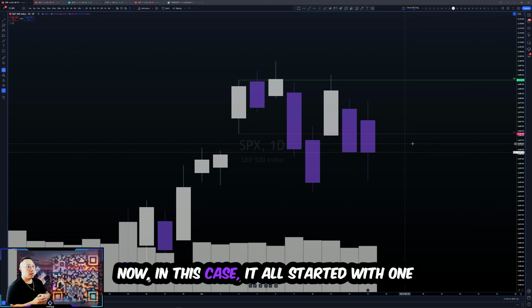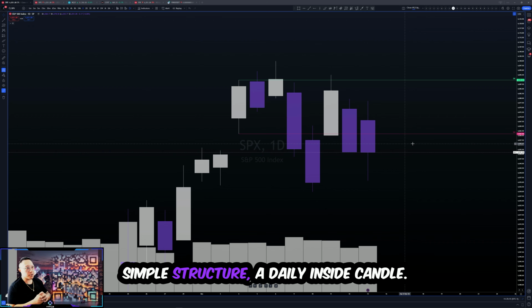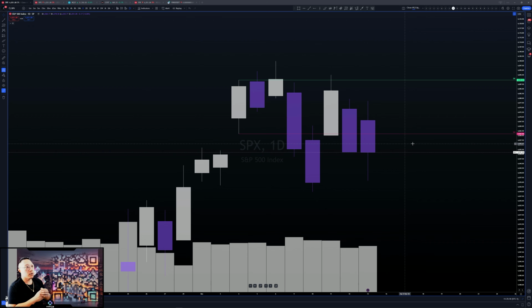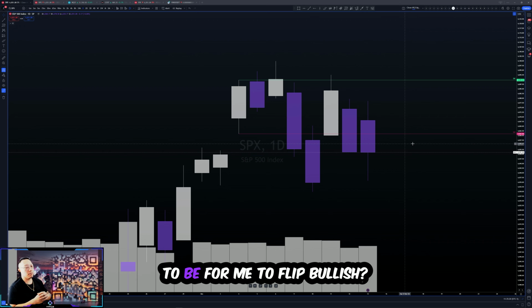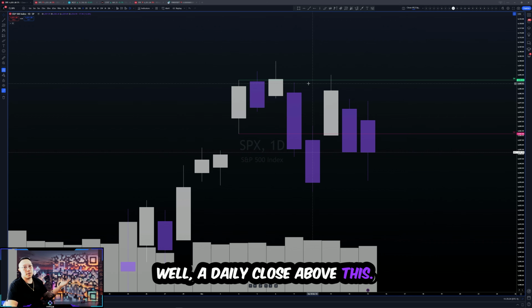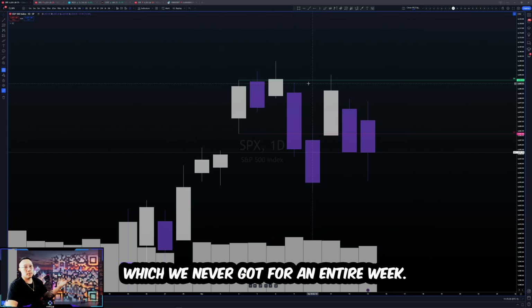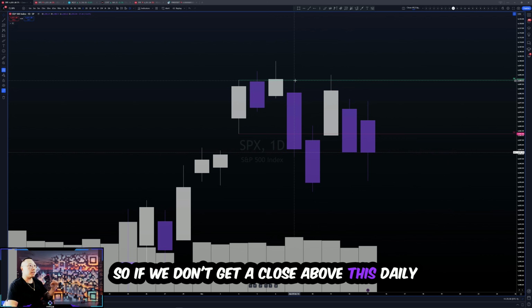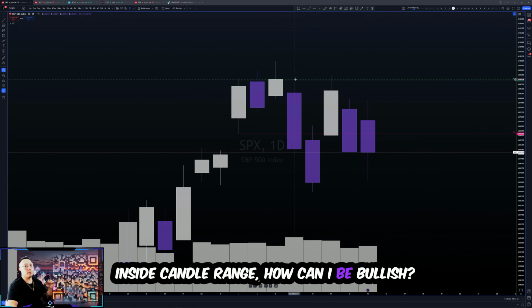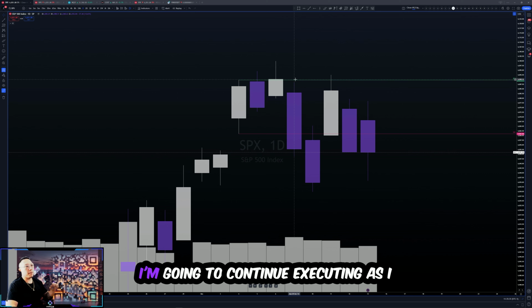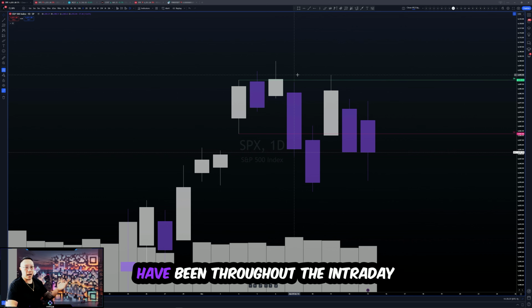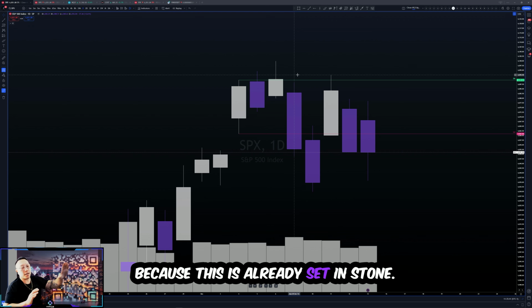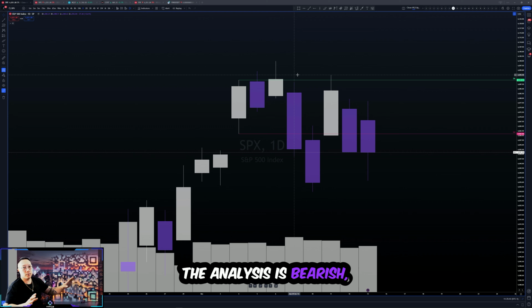Now, in this case, it all started with one simple structure, a daily inside candle. So what is my invalidation going to be for me to flip bullish? Well, a daily close above this, which we never got for an entire week. So if we don't get a close above this daily inside candle range, how can I be bullish? I'm going to continue executing as I have been throughout the intraday and find areas to short, right? Because this is already set in stone. The analysis is bearish, regardless of how you look at it.